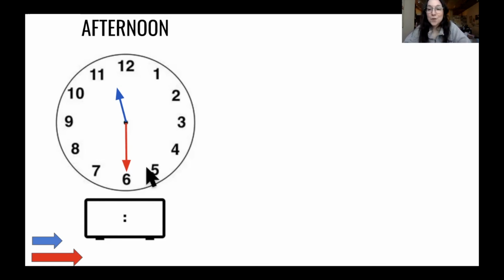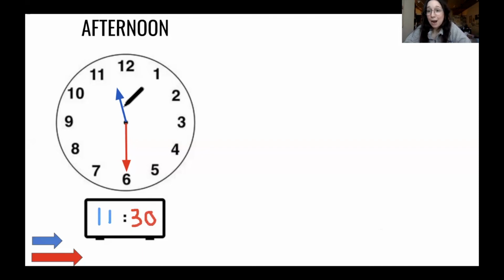5, 4, 3, 2, 1. Your digital clock should be showing the time. Oopsies, let me get the right tool that I need. 11:30. I'm gonna show you how we figure that out.